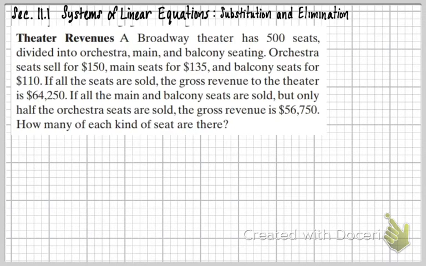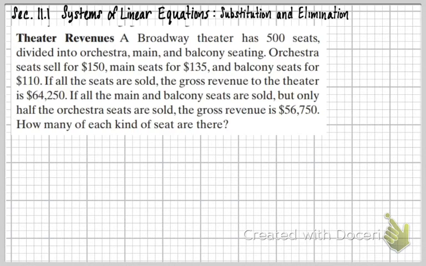So this problem says a Broadway theater has 500 seats divided into orchestra, main, and balcony seating. Orchestra seats sell for $150, main seats for $135, and balcony seats for $110. If all the seats are sold, the gross revenue to the theater is $64,250. If all the main and balcony seats are sold, but only half of the orchestra seats are sold, the gross revenue is $56,750. How many of each kind of seat are there?